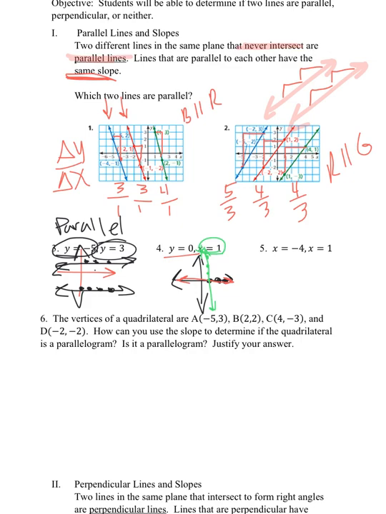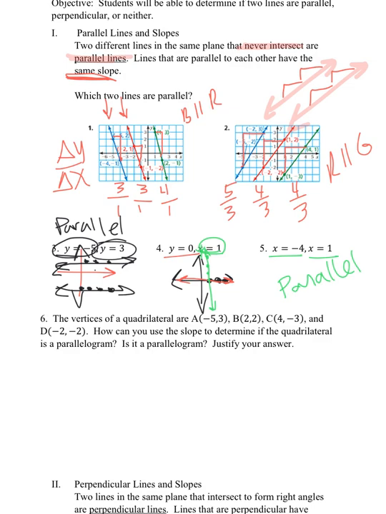These are actually going to be perpendicular to one another. So if you have both x equals negative 4 and x equals 1, they're going to be parallel. But if one of them is a horizontal line and one's a vertical line, then they're going to be perpendicular to each other.